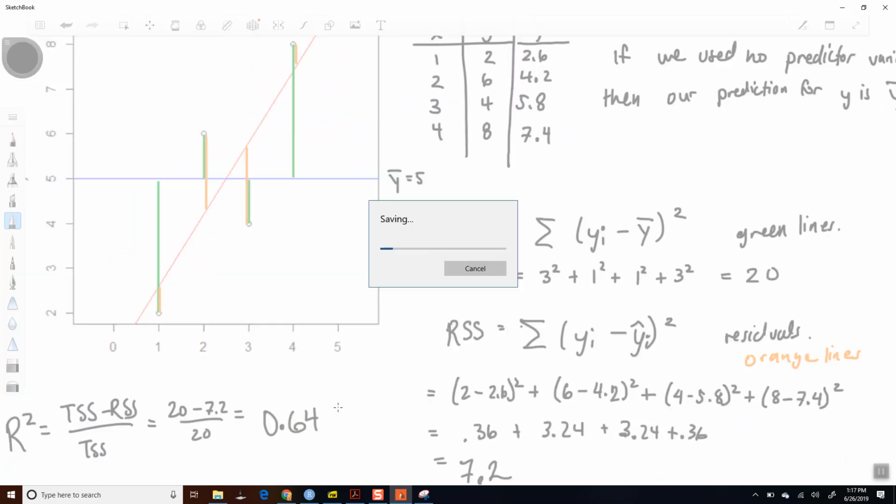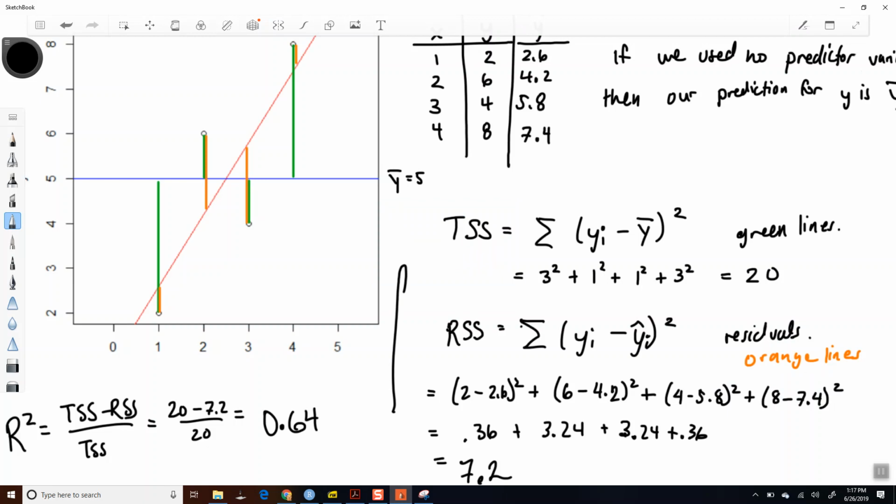0.64. All right. As far as simple linear regression goes, this is equal to kind of your R value squared. Okay.